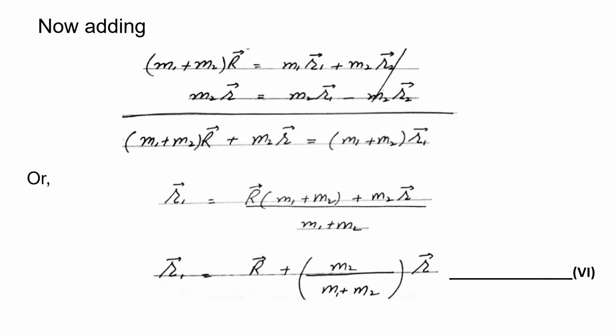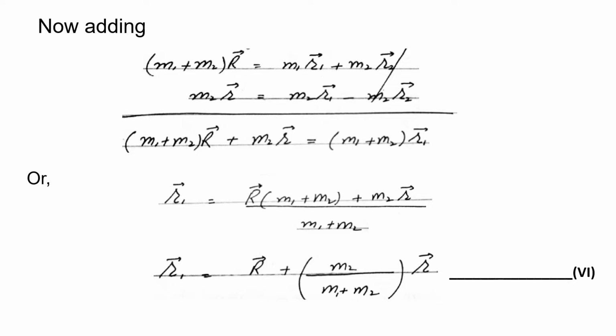So now adding these two equations, we have (m1 + m2)R = m1 r1 + m2 r2. And the second equation: m2 r = m2 r1 - m2 r2. Here you can see that the plus and minus signs of m2 r2 are cancelling, so we cancel those terms. The remaining terms are written as (m1 + m2)R + m2 r = (m1 + m2) r1.